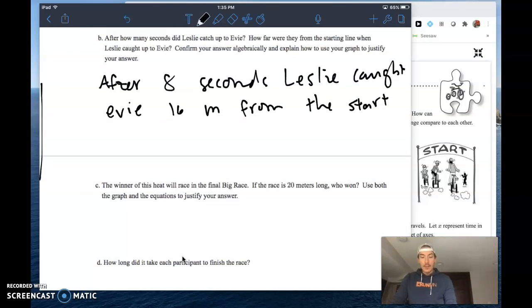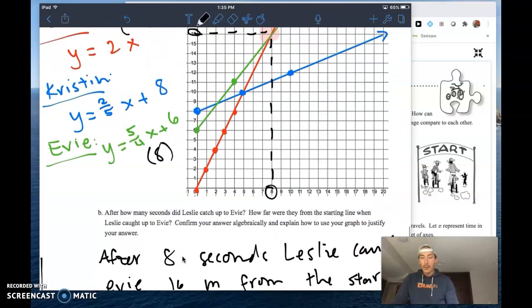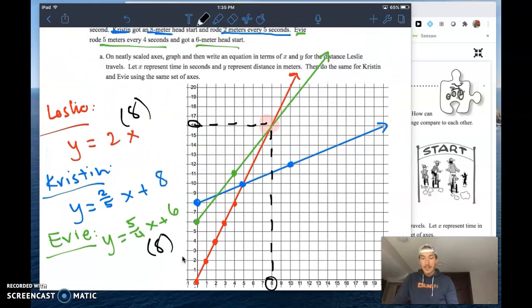The winner of the heat will be in the final. The race is 20 meters long. Who won? Use both the graph and the equations. We're going to use the graph because it's going to be the most time efficient now that we've made it. But I'll talk with you about how we can do this with the equations as well.